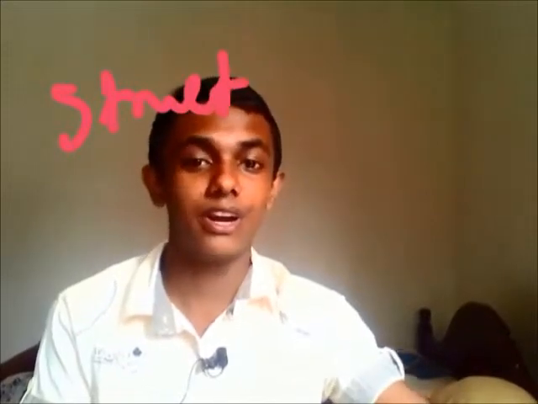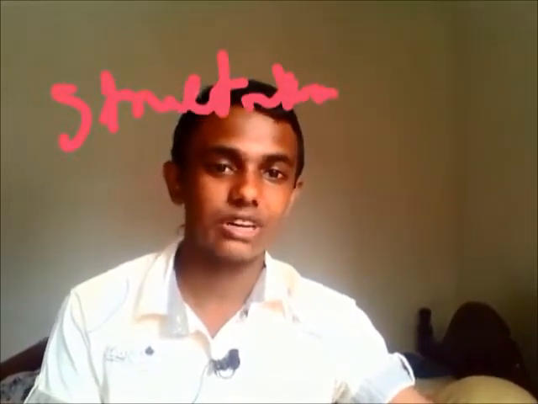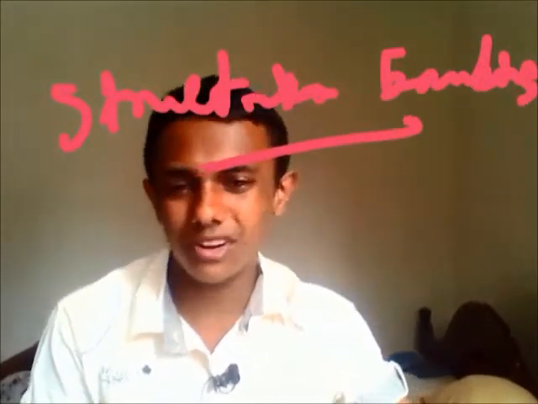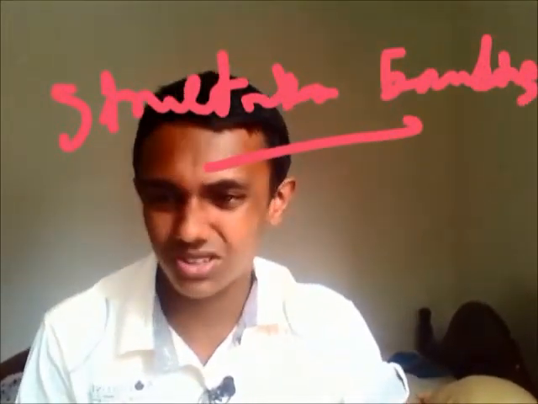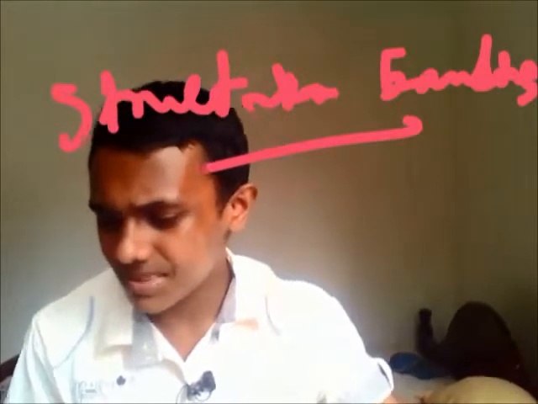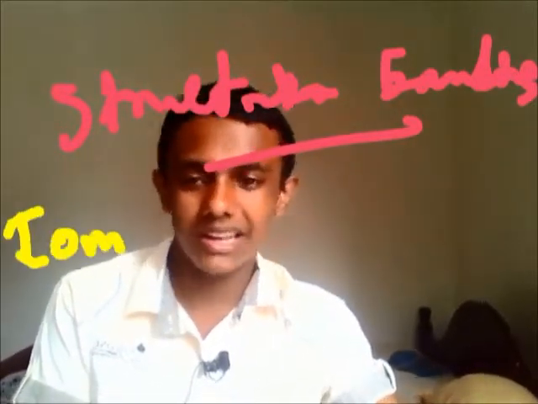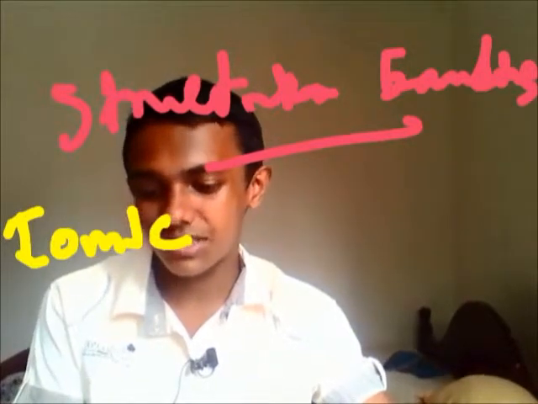So next we will talk about structure and bonding. There are different structures and bonding, so we are going to learn about these things. It's really simple, don't worry about chemistry. First we'll talk about ionic. What do you mean by ionic? Ionic bonds occur between separate ions.